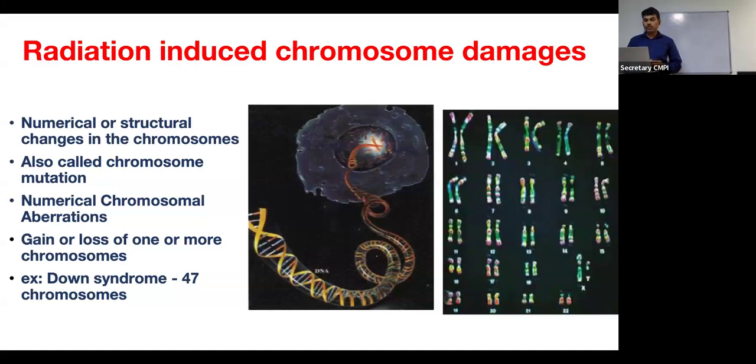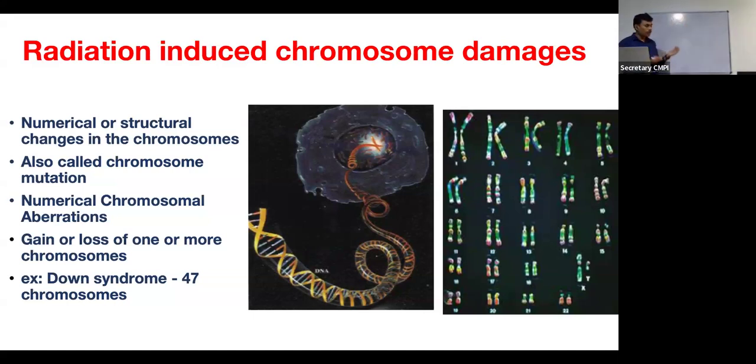What is chromosomal aberration? Aberration means certain abnormalities or changes happen. The radiation-induced chromosome damage is the chromosome aberration. So it can be two ways. Number one, the first way is numerical changes and/or structural changes. Again, please go back.